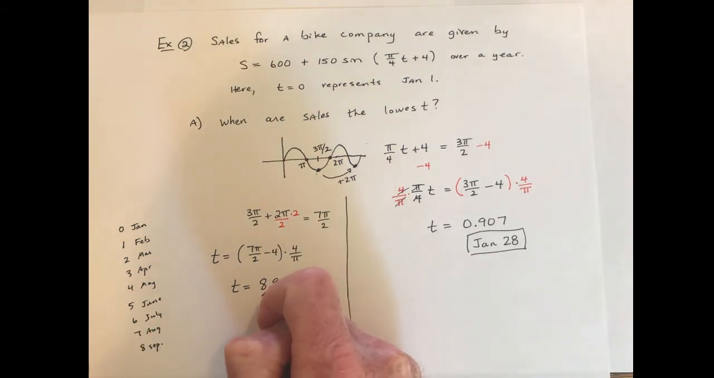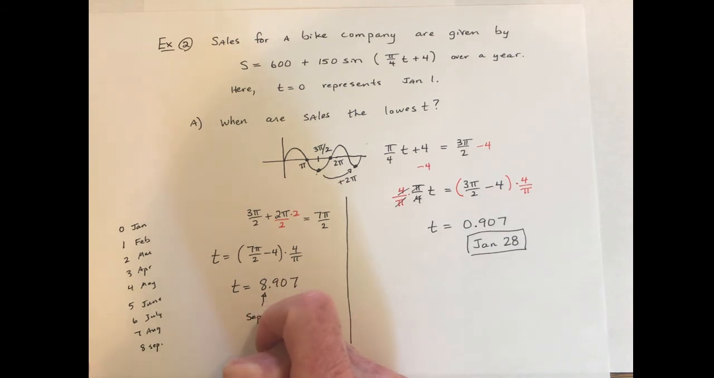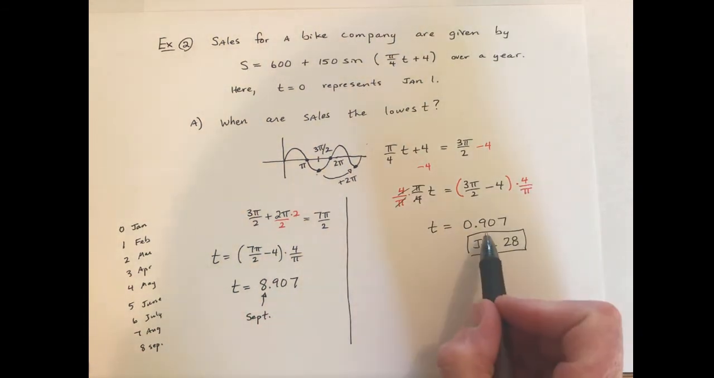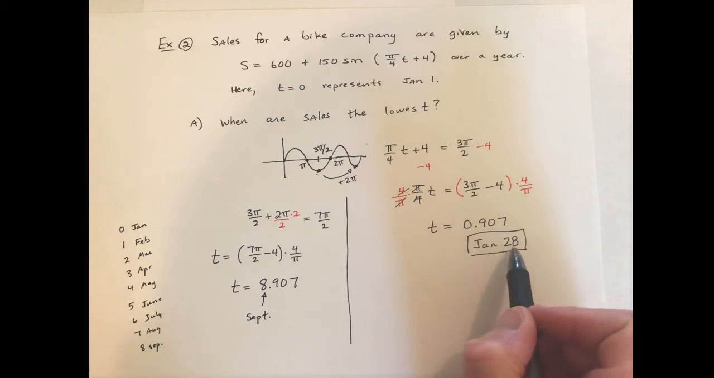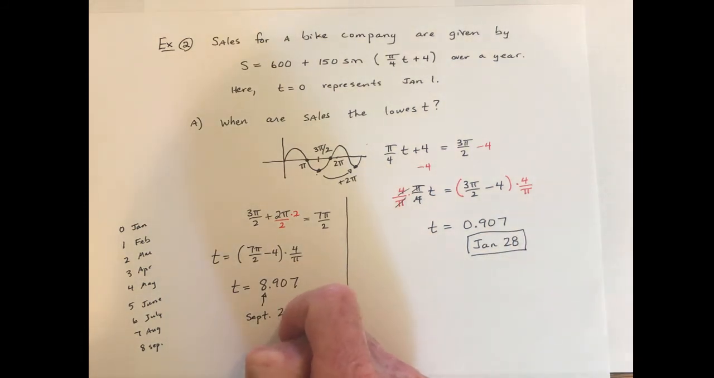So this means September, and it's got the same decimal, so it's going to give us September 28th.